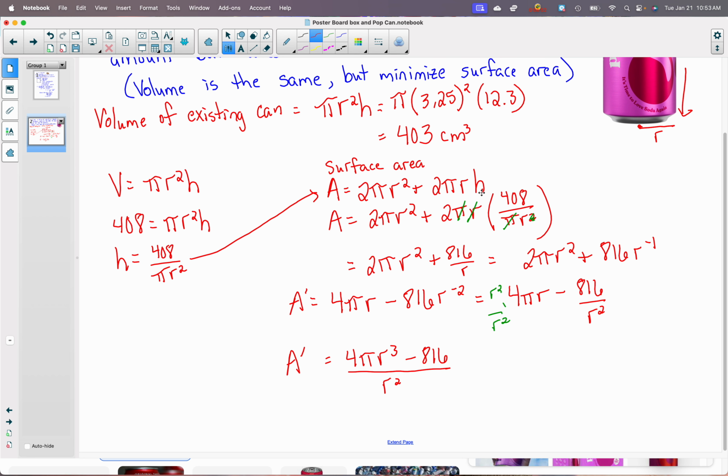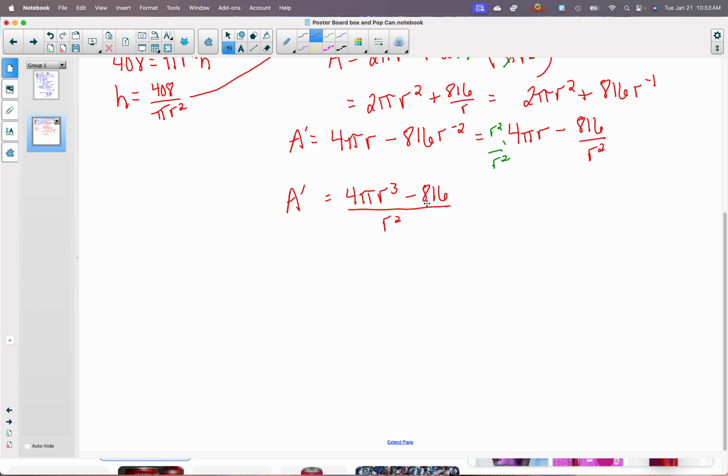I am trying to minimize the surface area. I want to minimize that. So I'm going to have to find the zeros, so I'm going to set this equal to 0. Now I have a rational function that I want to set equal to 0, so that means I can just set the numerator equal to 0. So 4 pi r cubed minus 816 equals 0. I can add 816 to both sides, divide by 4 pi, and take the cube root.